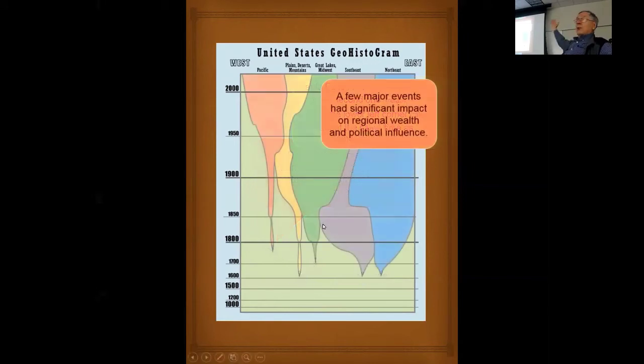So, what are the big events? What is this event right here, where this suddenly increased in size?